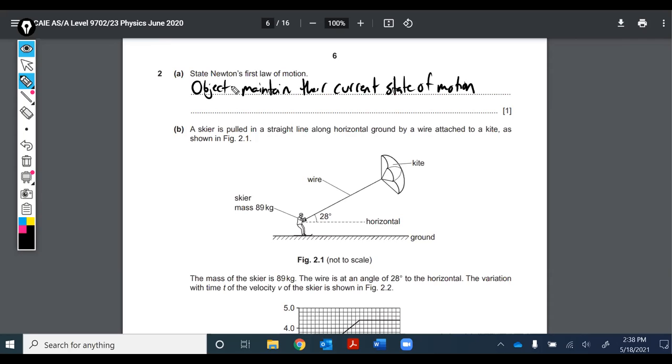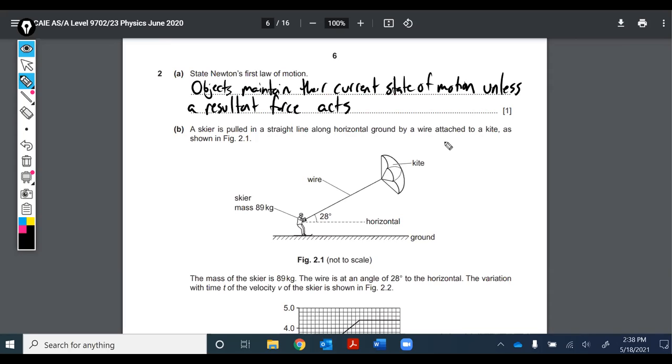Objects maintain their current state of motion unless a resultant force acts. Something like that. We'll check the mark sheet, see if we give ourselves the mark for an answer like that.